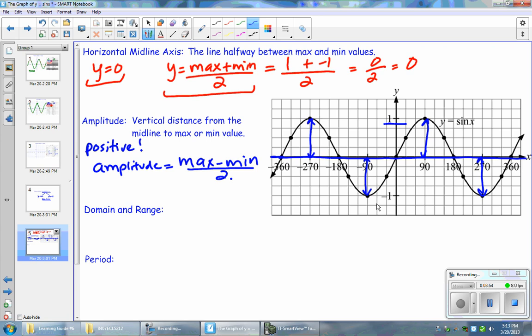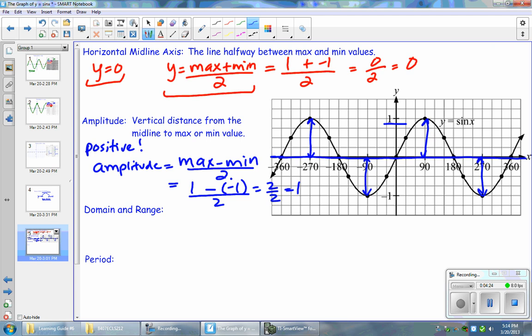And once again, that's just a handy formula when your values get too big. So your max in this case is 1, your min is negative 1, so you're subtracting a negative 1, and you're going to get 2 over 2, which gives you an amplitude of just 1, which is what we got before when we read off our graph. So you can read off your graph to find your amplitude, or you can use this really handy formula here.